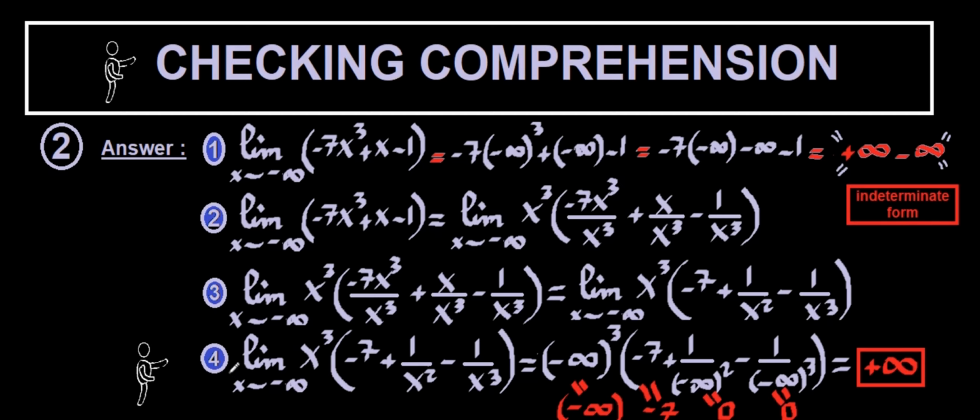Step number 4. As the indeterminate form was lifted, we substitute the negative infinity in this expression to get positive infinity, because these two terms go to 0 as x approaches infinity, and negative infinity times minus 7 is equal to positive infinity.